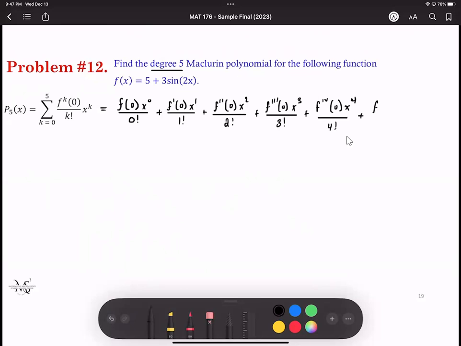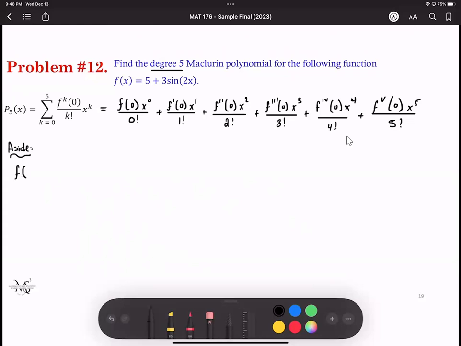And then lastly, the fifth derivative evaluated at 0 times x to the fifth over 5 factorial. So what I did here was just expand out our formula. And now I'm going to do some computation on the side. So aside, what I'll first do is write out my function and the 5 derivatives, and right next to it, I'm going to write out their function values when I evaluate them all at 0.